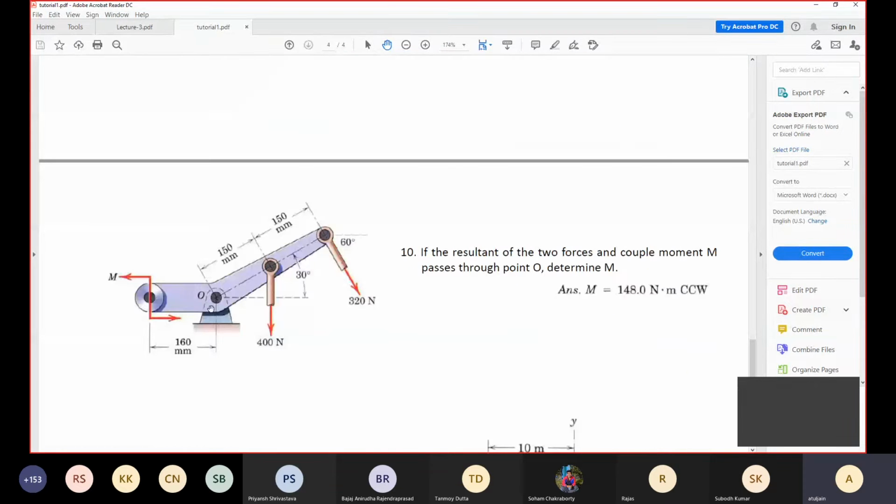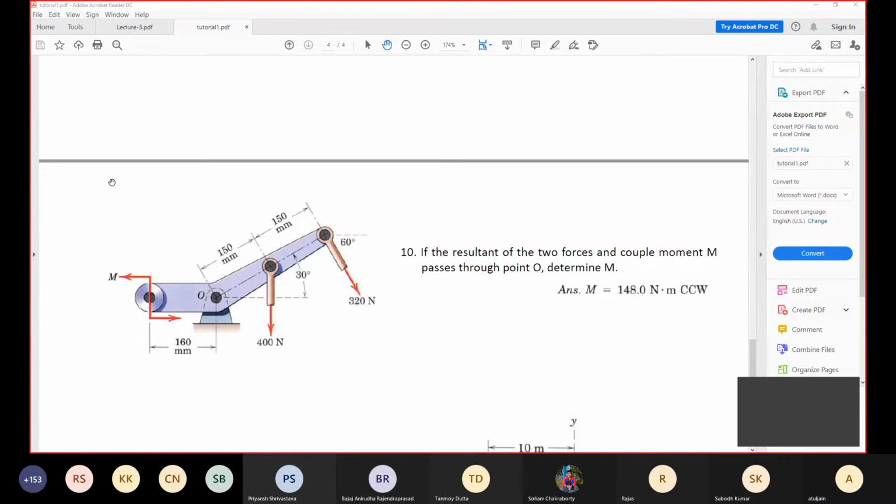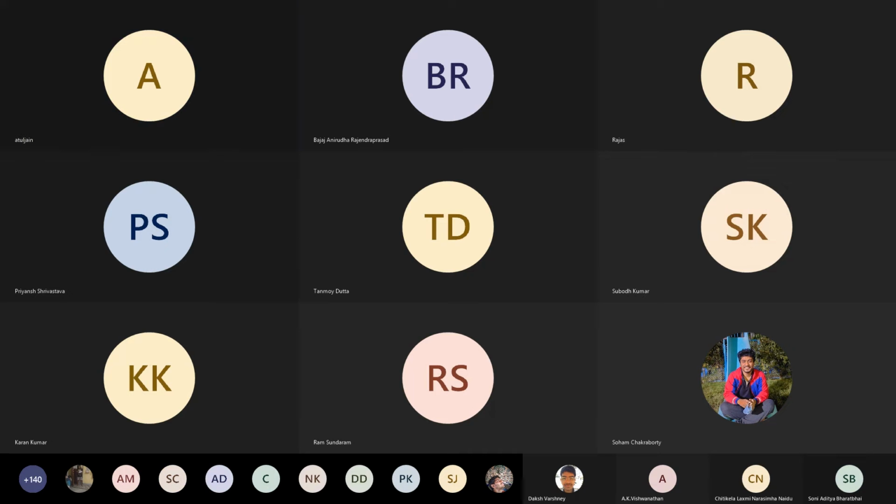Okay, let us solve this. Let me try to do something with this. So I will take a snapshot. Paste it here. Stop sharing. Now I will share.